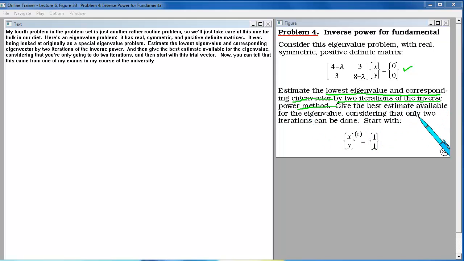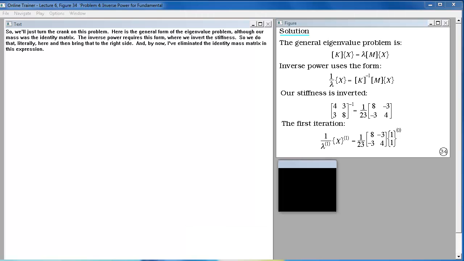And then give the best estimate available for the eigenvalue, considering that you're only going to do 2 iterations, and then start with this trial vector. Now you can tell that this came from one of my exams in my course at the university. So we'll just turn the crank on this problem.